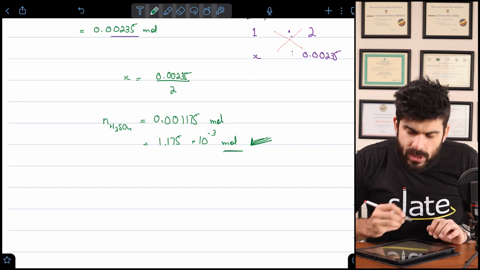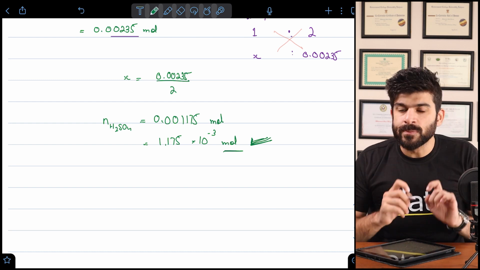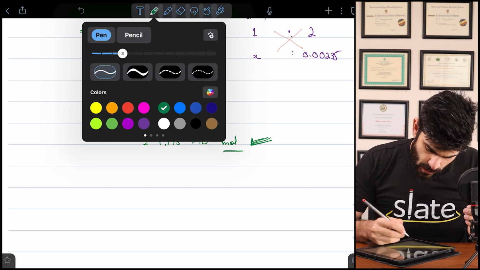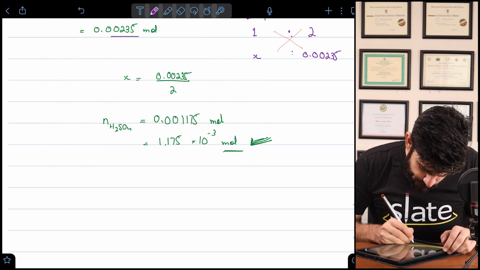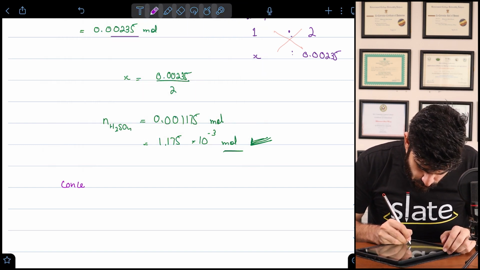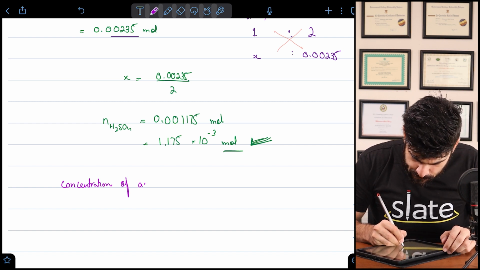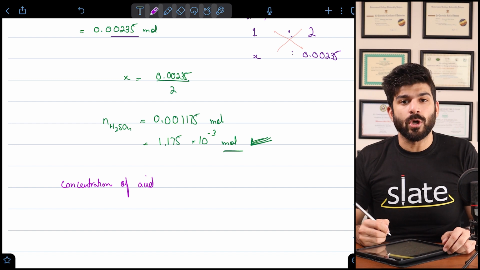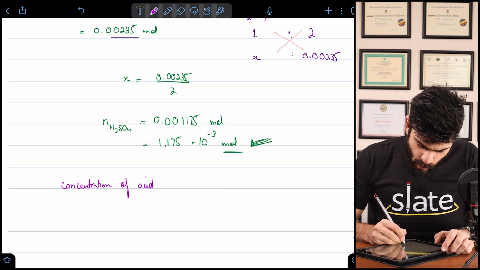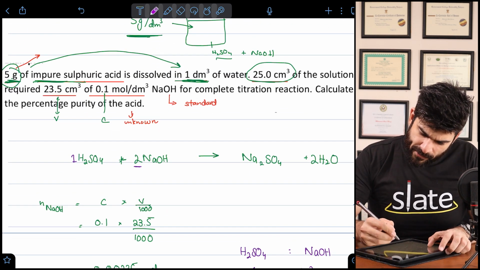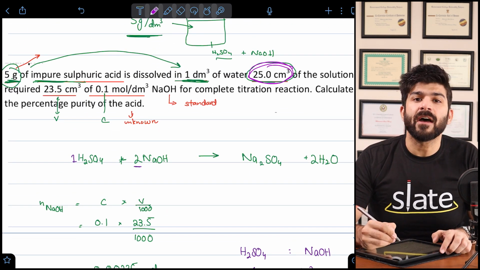So we just have moles here. So what is mole per dm cube? Mole per dm cube is concentration. So we have to find the concentration of the acid. So how to calculate the concentration? Simply, we use the formula N equals C into V. Do we have the volume? We definitely have the volume.